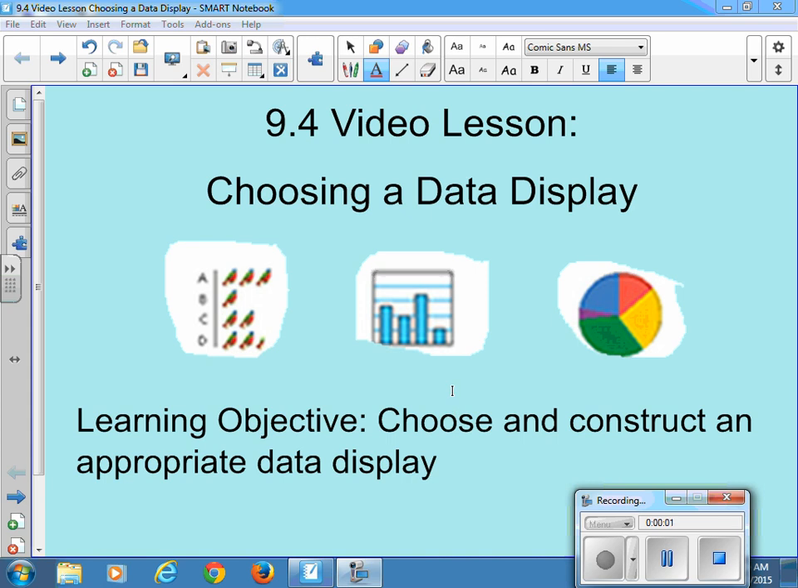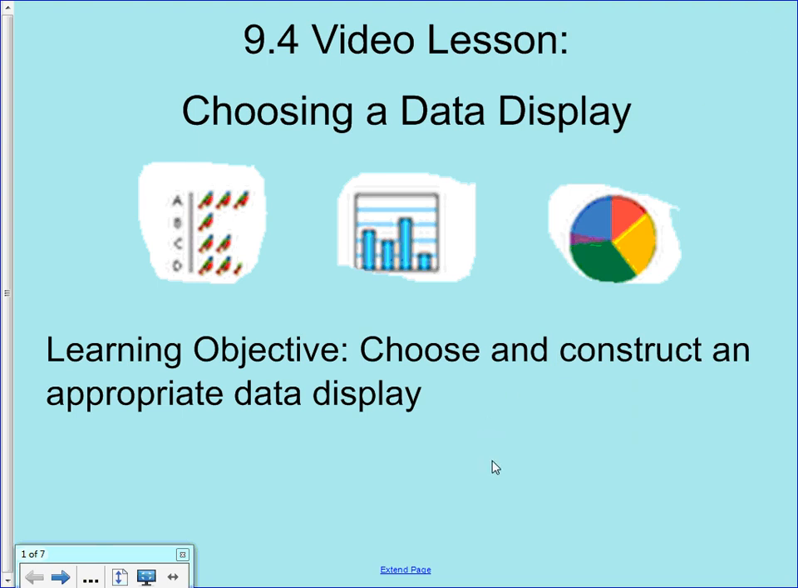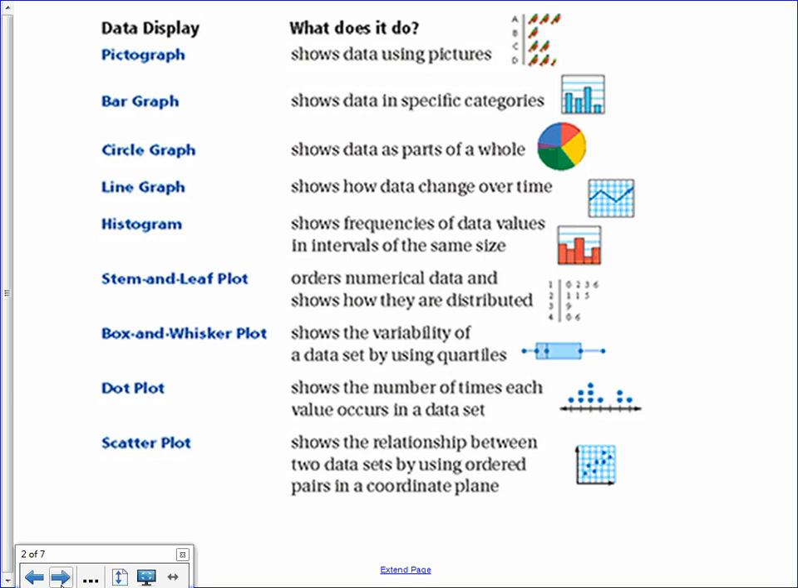Welcome to video lesson 9.4 on choosing a data display. We're going to be looking at choosing and constructing appropriate data displays and mainly explaining why we're choosing the display we are. These are all the different types of data displays.